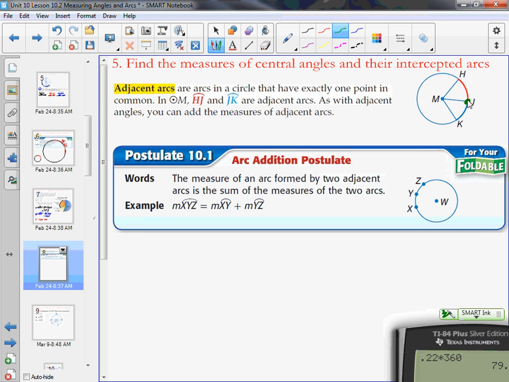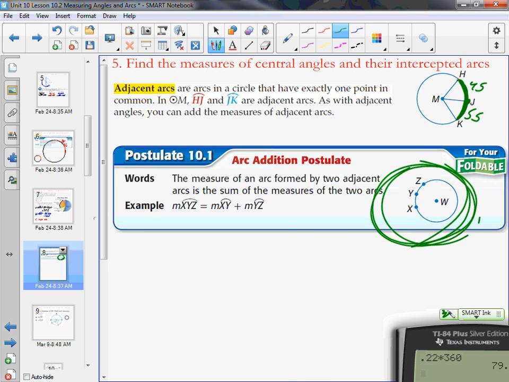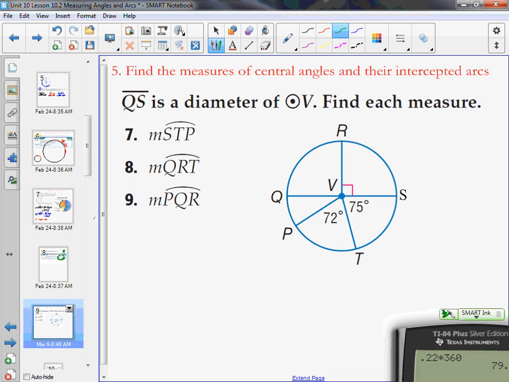Since they have one and only one point in common, they're adjacent arcs. Well, if the measure of arc HJ was, let's say, 45, and the measure of arc JK was 55, wouldn't you expect the measure of arc HK to be 45 plus 55? Okay? That's how it works. It's called the arc addition postulate. If I'd have never told you that, you would have just assumed it worked that way, wouldn't you? All right, let's do a few more. These are our last few examples before we do arc length, which is a little bit different animal.